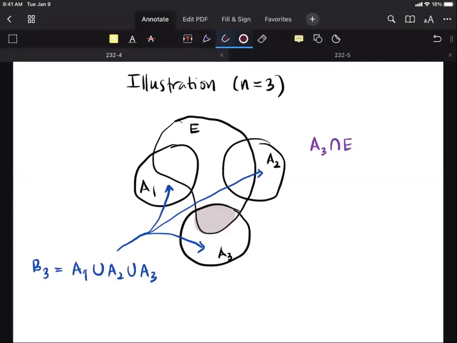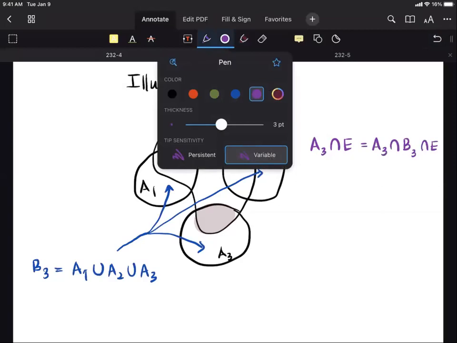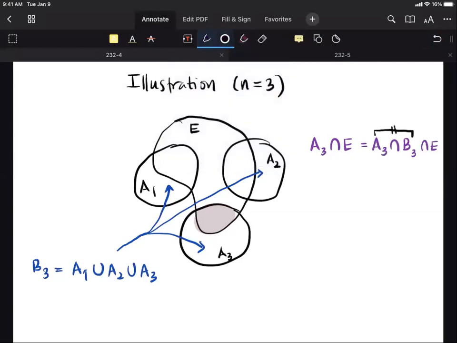And you can observe that this is the same as A3 intersection B3 intersection E. Since the sets are pairwise disjoint, take note here that A3 intersection B3 is the same as B3, or I should say A3. And that's the red region there.